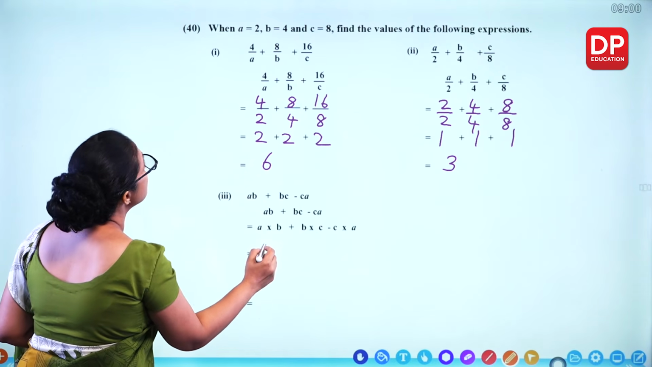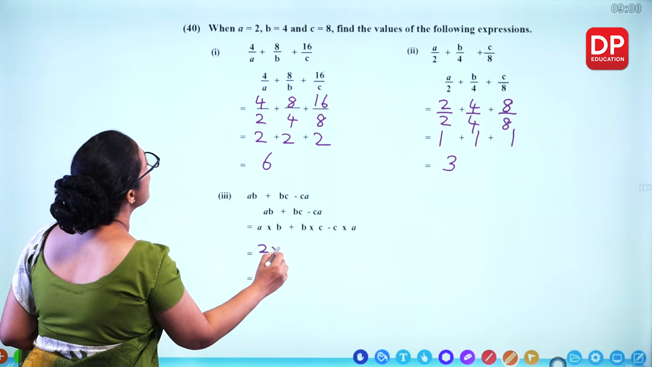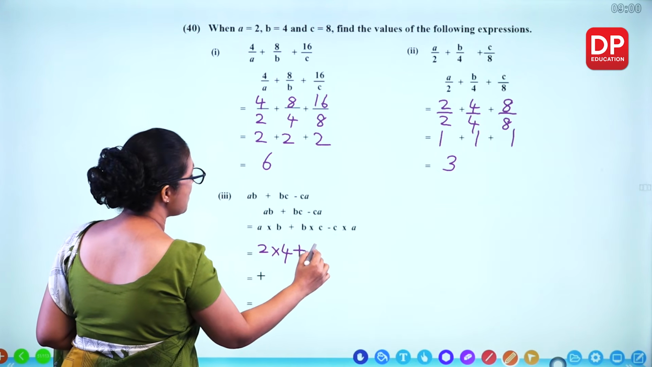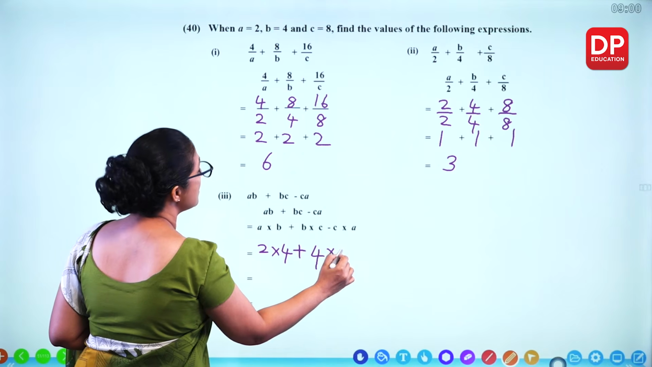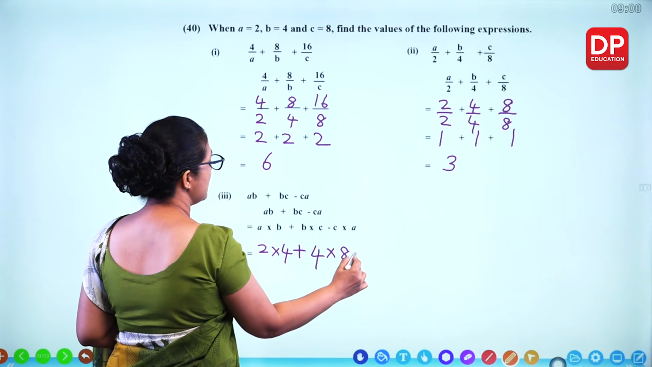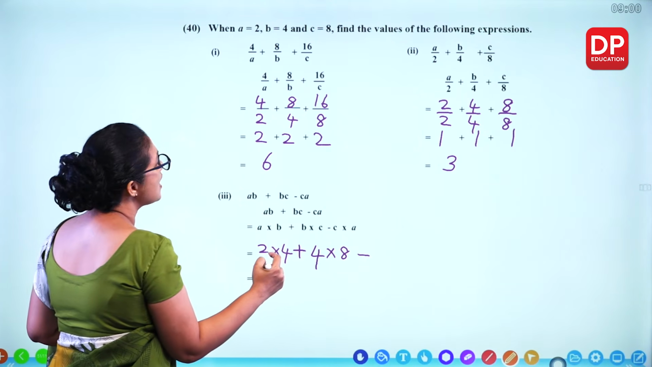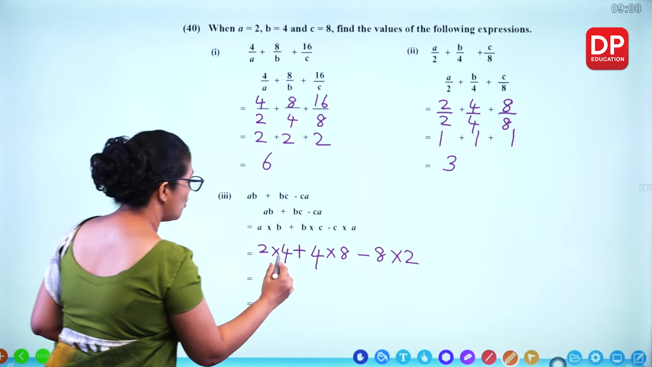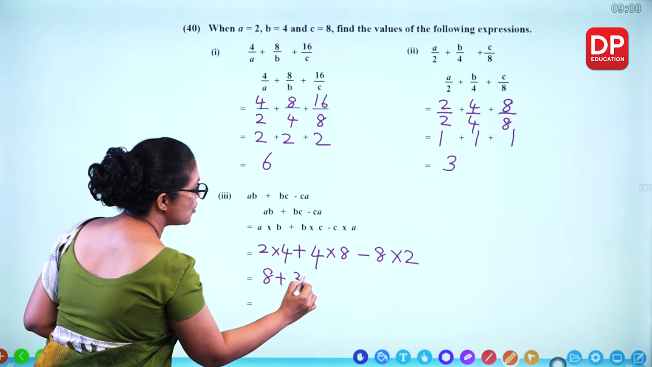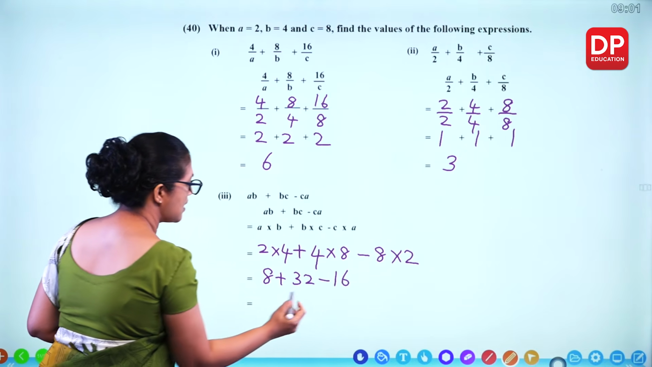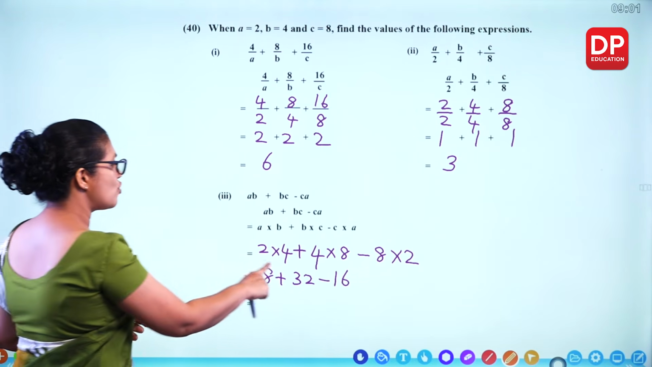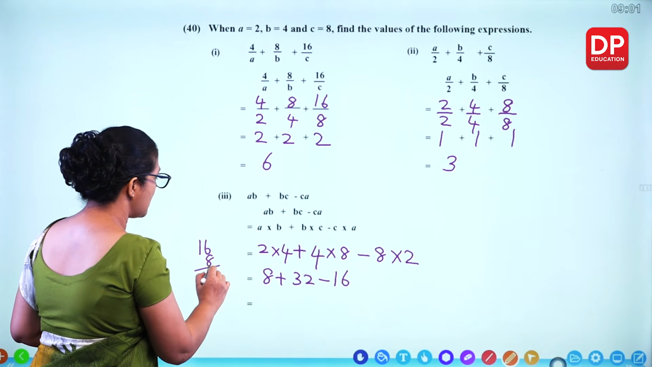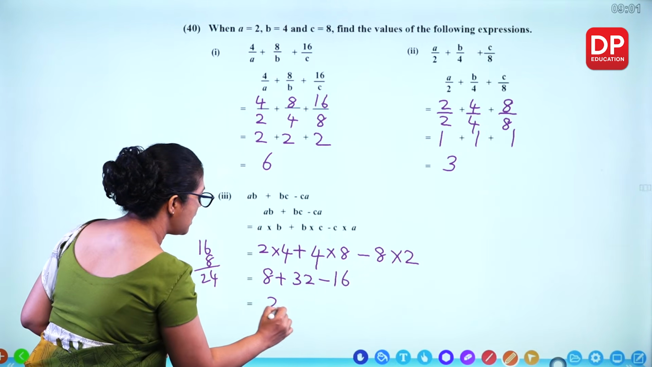This one. Substitute. AB means A times B. 2 times 4. Plus. BC means B times C. That's 4 times 8. Minus. C times A. C is 8 and A equals 2. 8 times 2, 16. 4 times 8, 32. So 32 minus 16 is 16. 16 and 8 addition, you get 24.